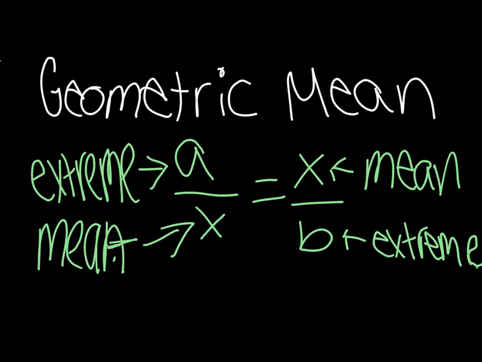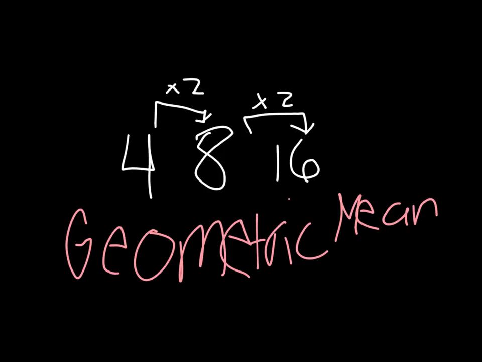And to start off this video, I'll be talking about geometric mean. This is when the means of a proportion are the same number. That number is called the geometric mean of the extremes. The geometric mean between two numbers is the positive square root of their product. This is an example of geometric mean.